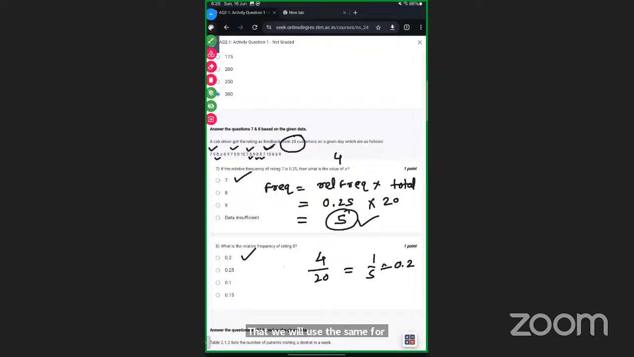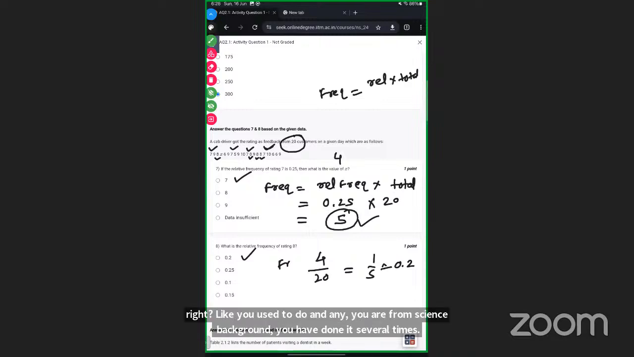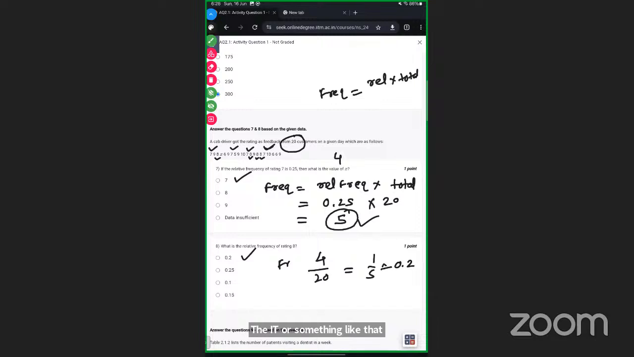There are three things: frequency, relative frequency, and total. Anyhow, you have to interchange them, like you used to do in any formula. If you are from a science background, you have done it several times, like V equal to U plus at or something like that. So it's just that you have to interchange it.